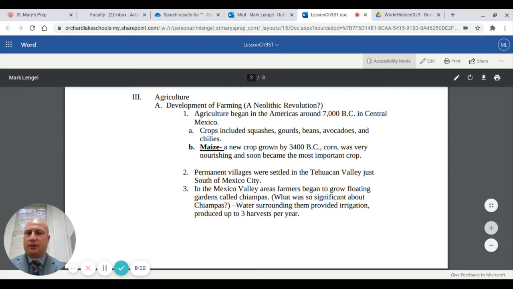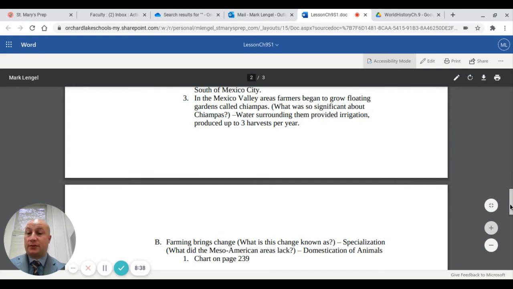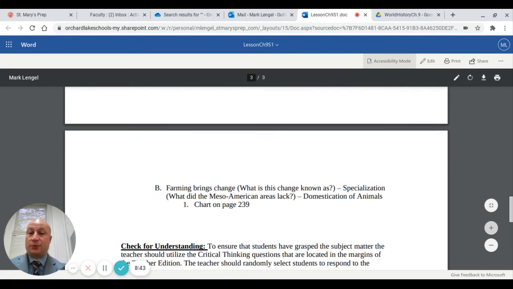Permanent villages were then settled in what's called the Tehuacan Valley, which is just south of Mexico City. And then in the Mexico Valley area, farmers began to grow floating gardens that we call chinampas. Basically, water would surround the chinampa, and it would provide irrigation, which would produce up to about 3 harvests per year. So it was very advantageous for the different groups around Mexico to utilize these. They are still used today in certain parts of the world, especially near Mexico, which is a valley region.